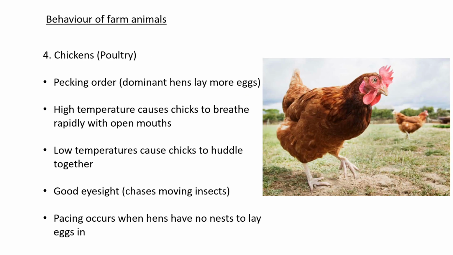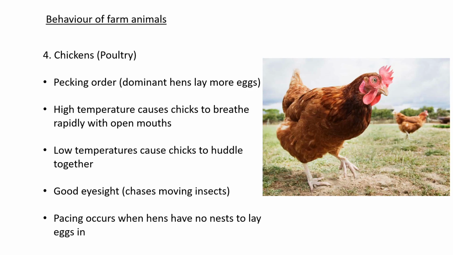Okay, then the behavior of farm animals, in this case chickens or poultry. Like we just mentioned, they do have a pecking order, so you do have dominant hens and less dominant ones, and usually the dominant hens lay more eggs, just for the reason that they usually get more feed. Then secondly, high temperature causes chicks to breathe rapidly with their open mouths. It's a quick sign to tell the farmer that the chickens have a little bit of heat stress, so they will have to have shade or some water to drink.